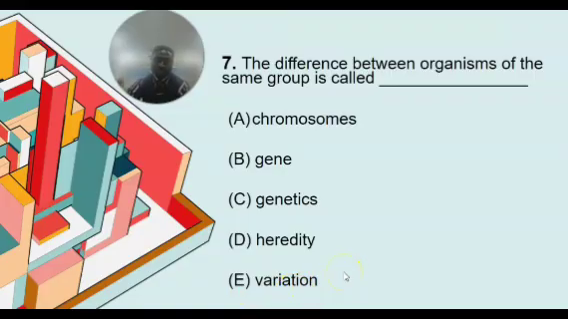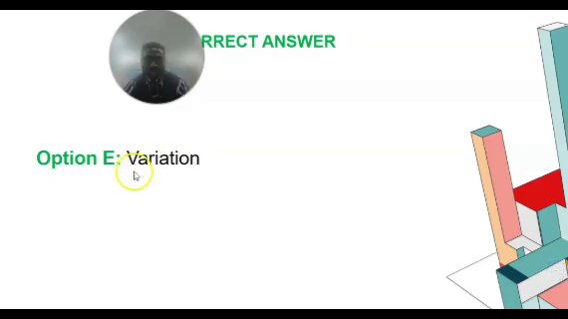The word variation comes from the root word vary, which means different from one another. So those features or characteristics that are seen, which make one organism different from the other, even though they belong to the same group, are referred to as variation. Other options are other aspects of biology that do not relate to variation. So option E is the correct answer, which is variation.